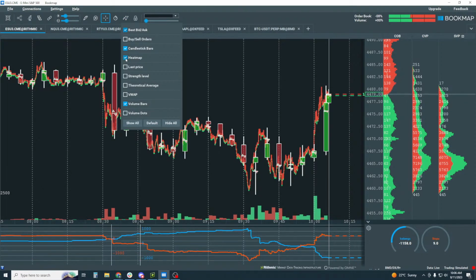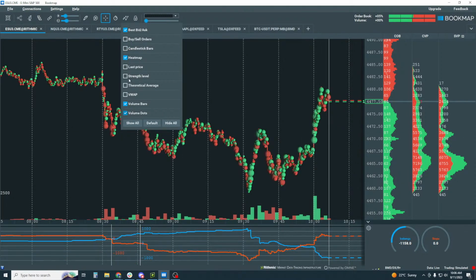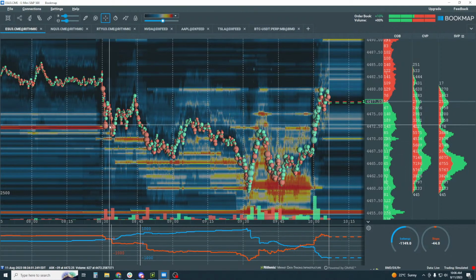We use the heat map to show us that. We take the candlesticks off. You might go over candlesticks again, but we can look at it here. And then we look at the heat map, and then here's our answer. Getting filled.